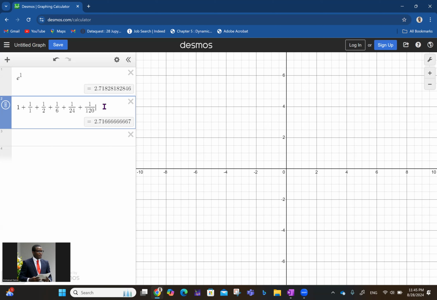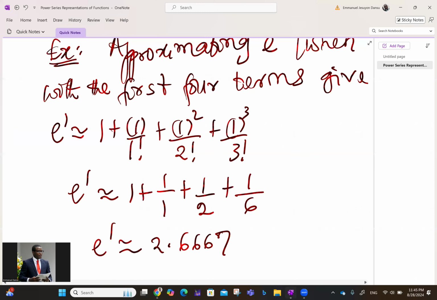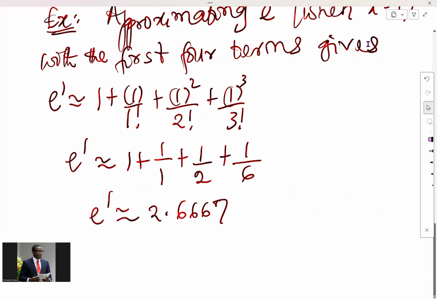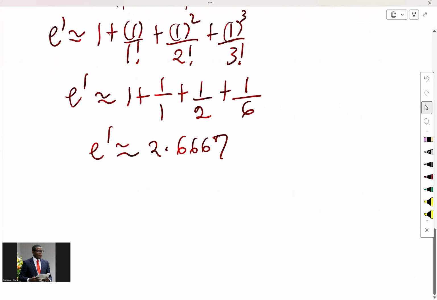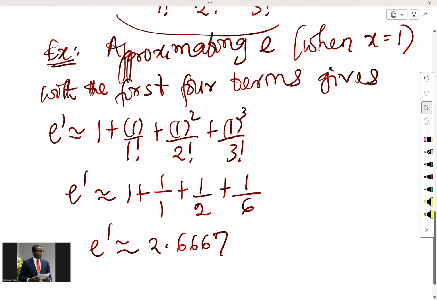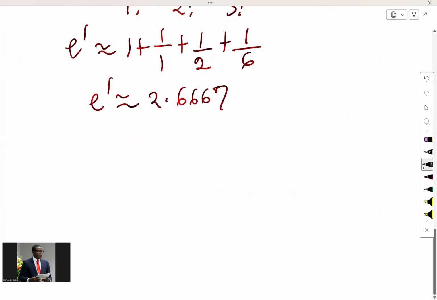So the more terms you have, the better the accuracy. That's exactly what it's about. So if you want higher accuracy, you go more terms. So this is that for the exponential function. So let's move on to the next one, which is 2.